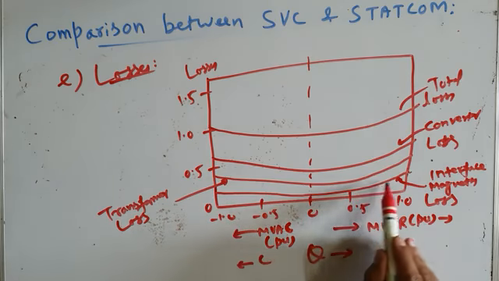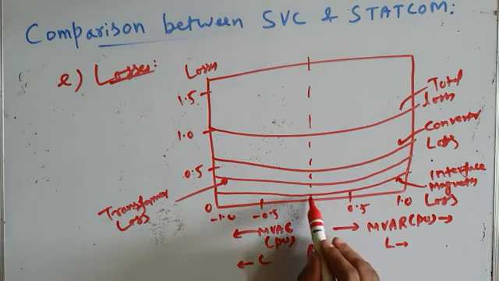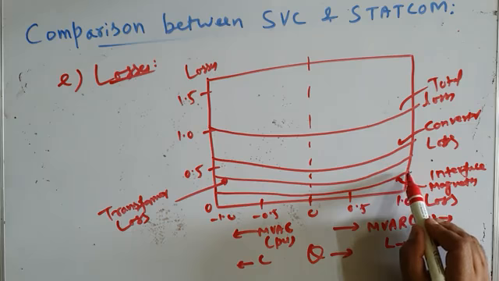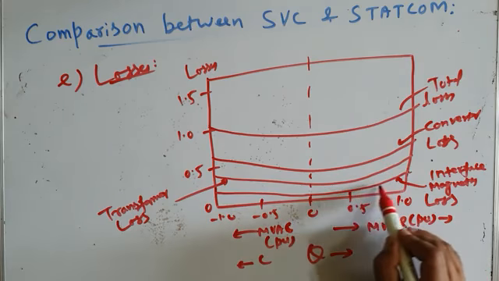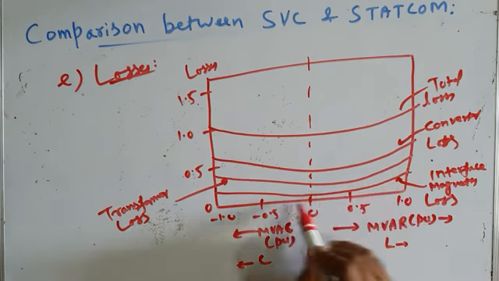This curve shows the losses in the interface magnetics, because the STATCOM is coupled with the transmission line through some interface magnetics. There are small interface inductances, and these show those inductance losses. Inductance losses are minimum here, and then as the reactive power compensation increases, more current flows through the interface inductor, and losses increase, whether your STATCOM is operating in inductive region or in capacitive region.